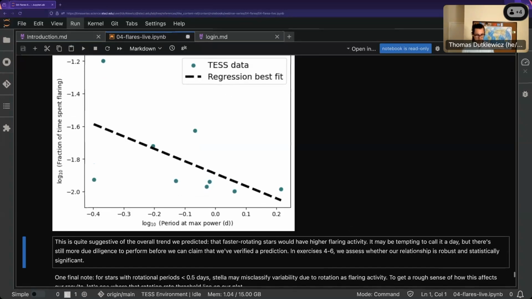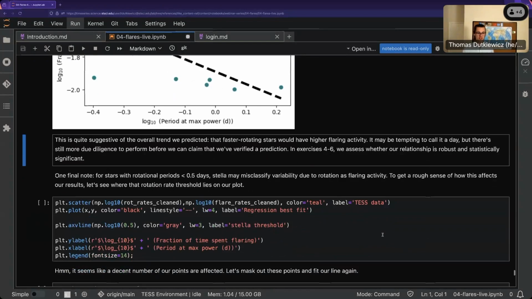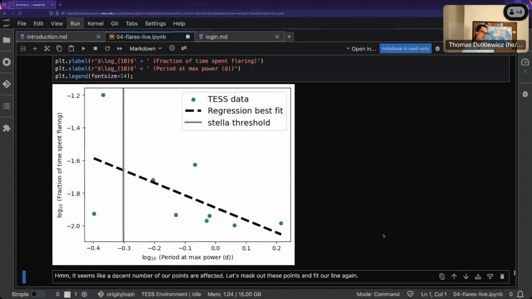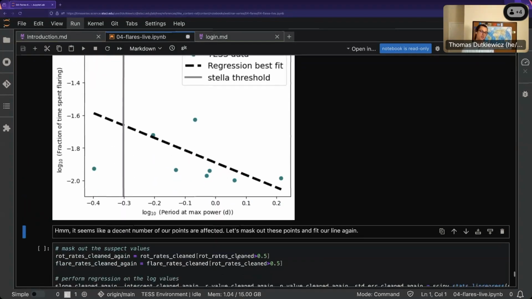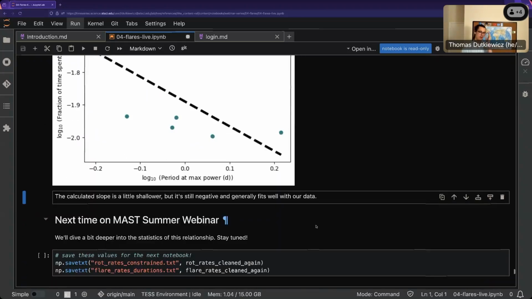I see that I'm out of time, so I do want to just make sure that I have a moment to answer any questions that people might have. Maybe I'll run some cells just so we can talk about these points getting excluded and the regenerated fit for the line. But that's basically it for this lesson.